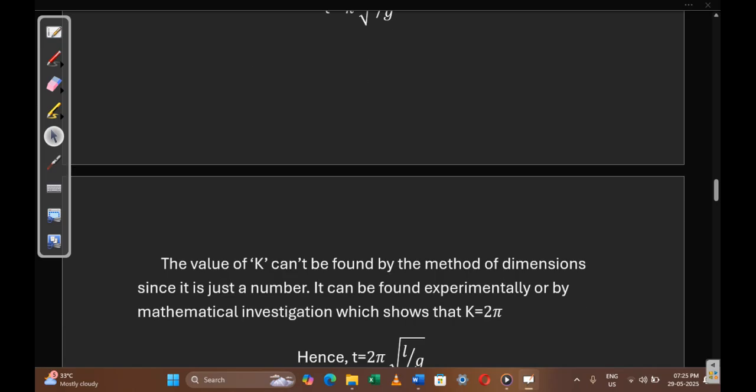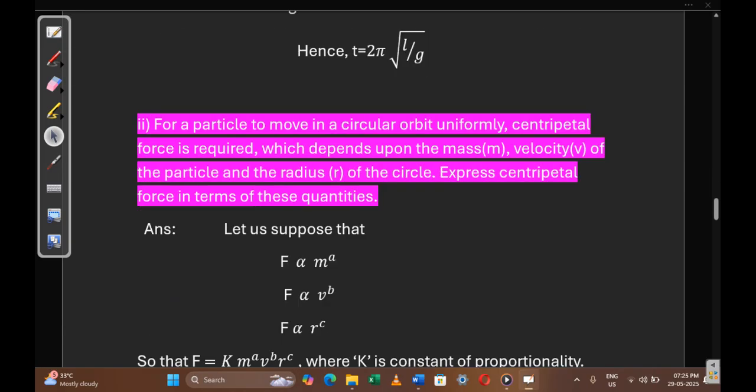Next one is: for a particle to move in a circular orbit uniformly, centripetal force is required, which depends upon the mass m, velocity v, and the radius r of the circle. Express centripetal force in terms of these quantities. Let us deduce the relation.